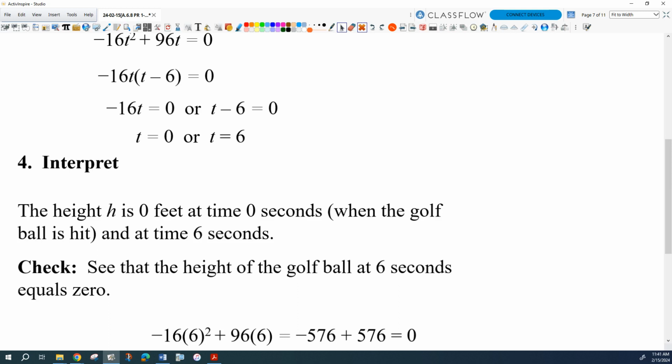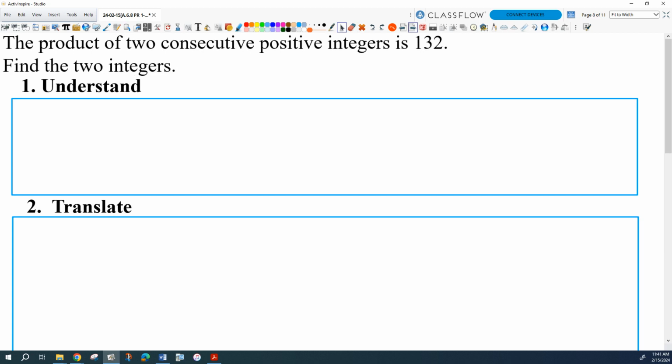Okay, let's look at maybe one more of these, and then we'll save just one for tomorrow. It's a real quick one, just to get us warmed up. How about this one? The product of 2 consecutive positive integers is 132. Find the 2 integers.